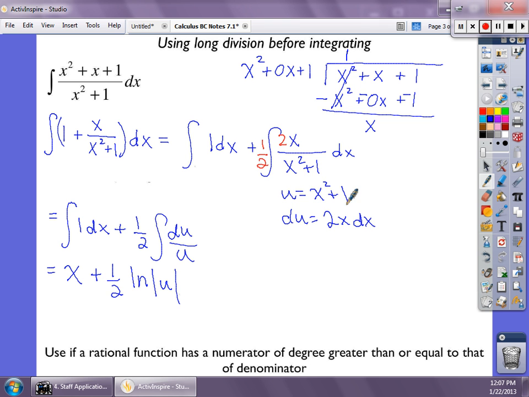And now I'm going to resubstitute my u. Don't forget our plus c. So this is x plus the half the natural log of x squared plus 1. I don't need the absolute value anymore because x squared plus 1 is always positive. And then we have plus c. So again, we're using this when the degree of the numerator is greater than or equal to the degree of the denominator.